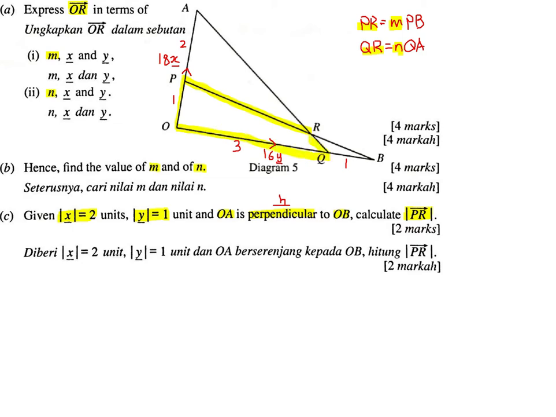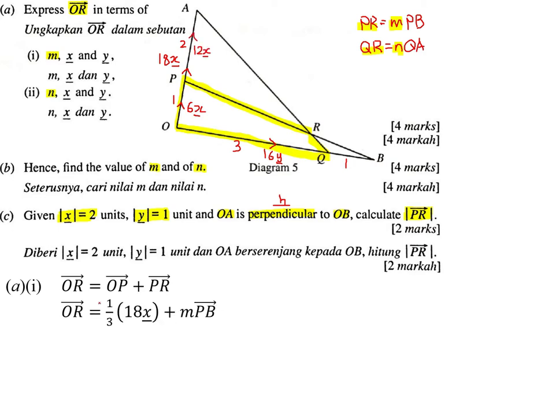For the first one, we refer to OP plus PR. Because the whole thing is 18x, if the ratio is 1 to 2, which means one is 6x, another one is 12x, right? Then PR, we put in PB. PB is equal to PO plus OB, right? So PO will give us negative 6x, and OB will give us 16y. So we substitute inside there, we will get 6x plus m multiplied by negative 6x plus 16y.